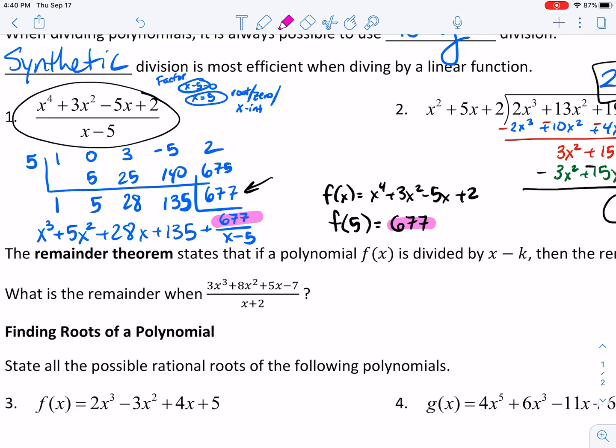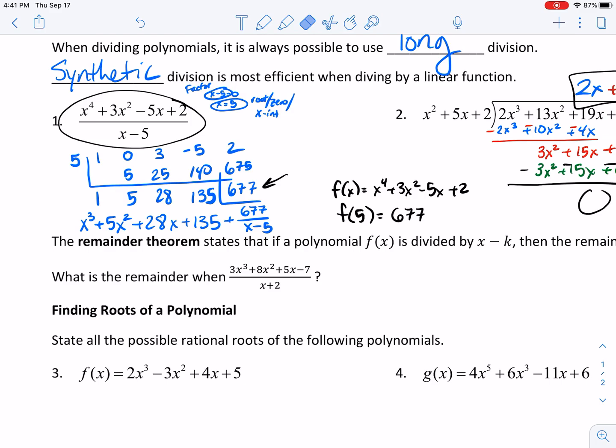So you can decide, on each of these, you get to make the decision. Am I better off plugging it all in? Well, in that case it was going to be kind of gross, and I used Desmos to help me. Or am I better off finding that number with synthetic division? It works out the same way either way, which is kind of cool.